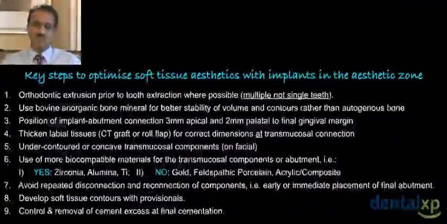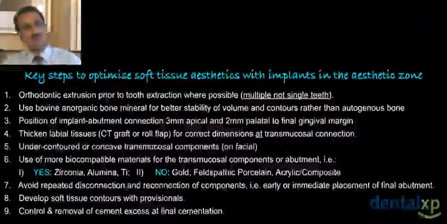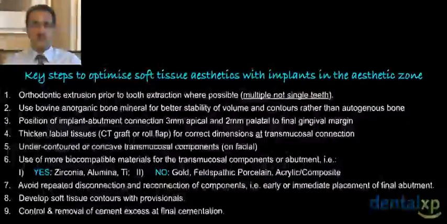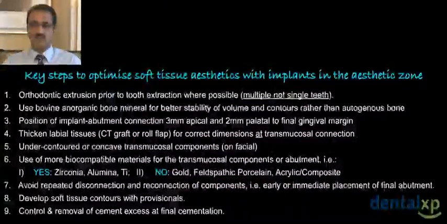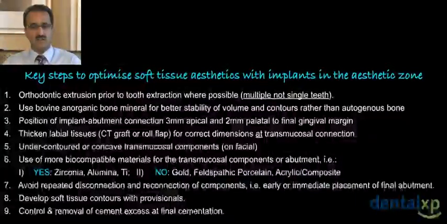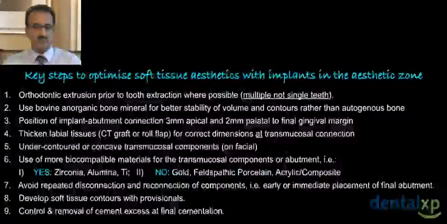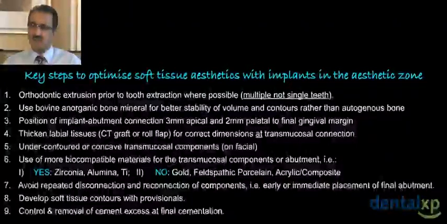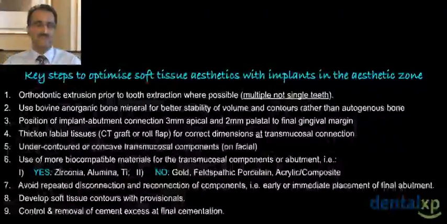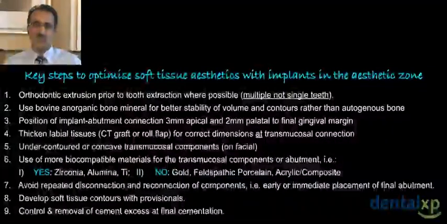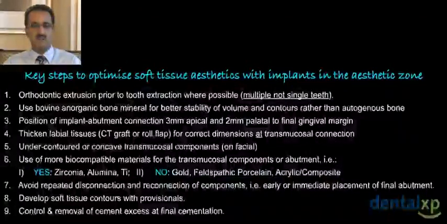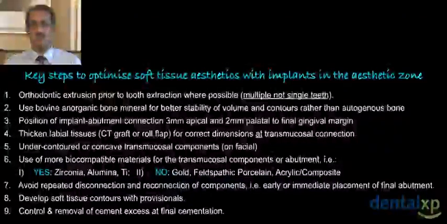It's been suggested to avoid disconnection, so we try and place our abutment early. I'm not sure that really is such an important thing, but certainly it's a good idea developing our provisional contours. And what an important thing it is to make sure that we control our cement excess when we finally cement our crowns. I think putting a retraction cord in is mandatory if we're going to cement anything, just to prevent any cement entering into that area around the implant.